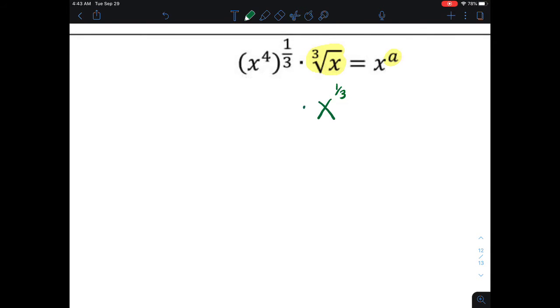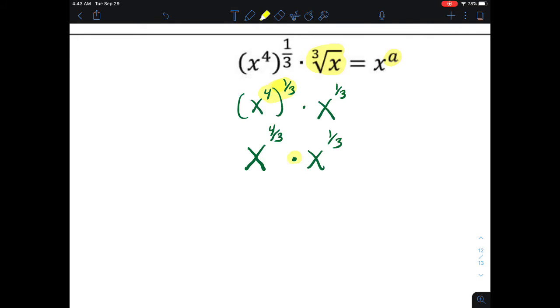And I write everything else that I have around it, so that's multiplying x to the 4th to the 1/3. Now we use properties of exponents. We have power to power. Power to power we multiply. So that first part becomes x to the 4/3 power times x to the 1/3 power.